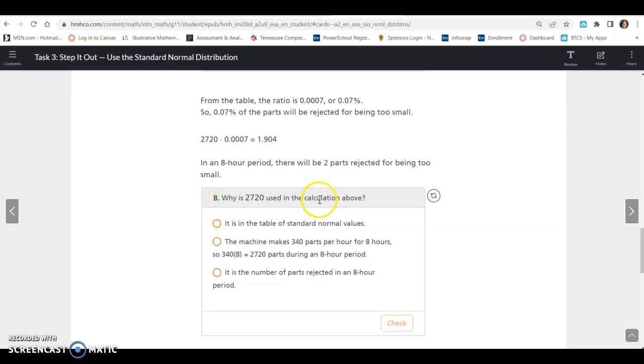Why is 2720 used in the calculation above? It is in the table. Nope. The machine makes 340 parts per hour for 8 hours. So 340 times 8 equals that. That is true.